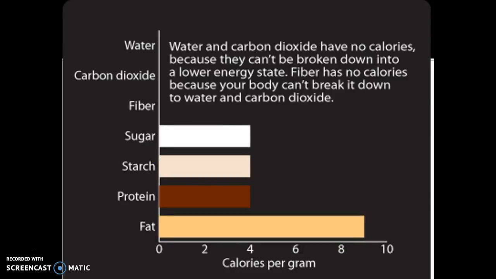So this little chart here shows us that water, carbon dioxide, and other small molecules don't really provide any energy because those bonds aren't broken, whereas sugar and starch, which are carbohydrates, as well as proteins, all have 4 calories per gram, whereas fat has 9 calories per gram. So the molecules that are in your food really do determine the amount of energy that you can get from that food.